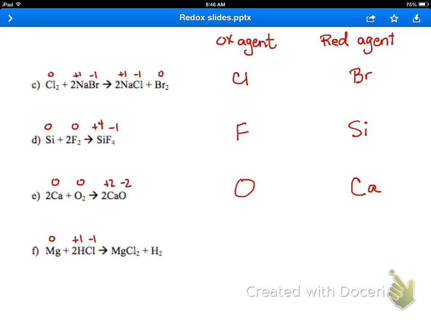So again, only pay attention to the elements that change. So for example, in this one, chlorine is -1 on the left. Chlorine does change. Sodium does not change. Sodium is +1. It's also +1 over here. It is not oxidized or reduced. It is not the oxidizing agent or the reducing agent.